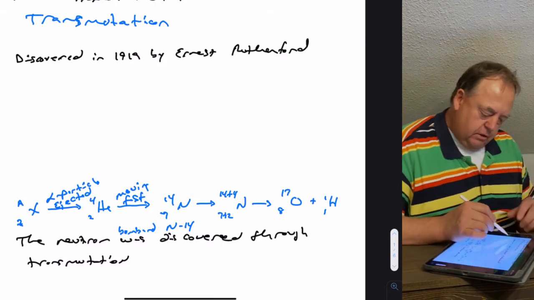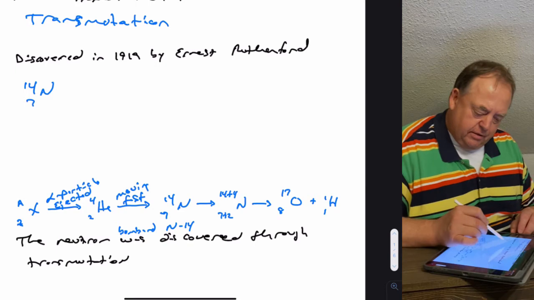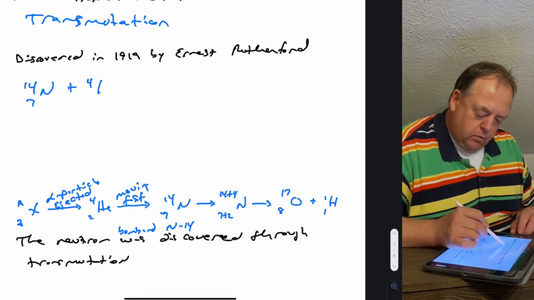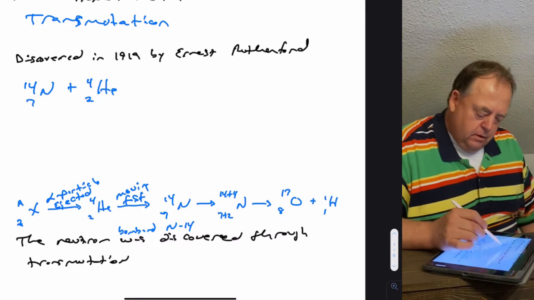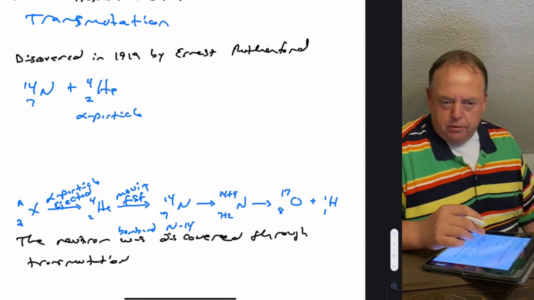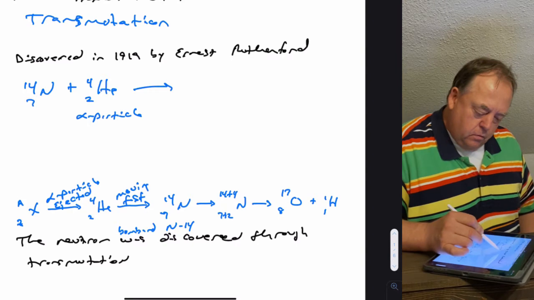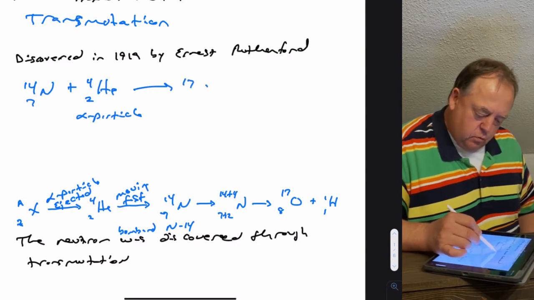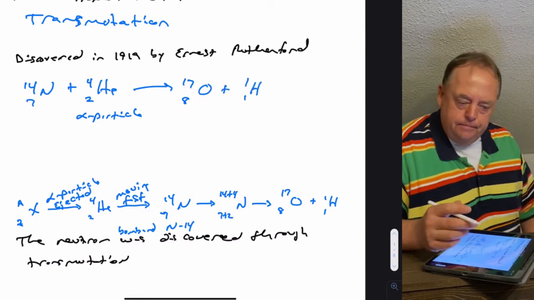Basically what he did is take a nitrogen-14 nucleus, which is perfectly stable, and bombard it with helium, with an alpha particle. Keep in mind that means an alpha particle, not a helium atom, because it doesn't have any electrons. And what was discovered was that the nitrogen is transformed into oxygen with the emission of a proton.